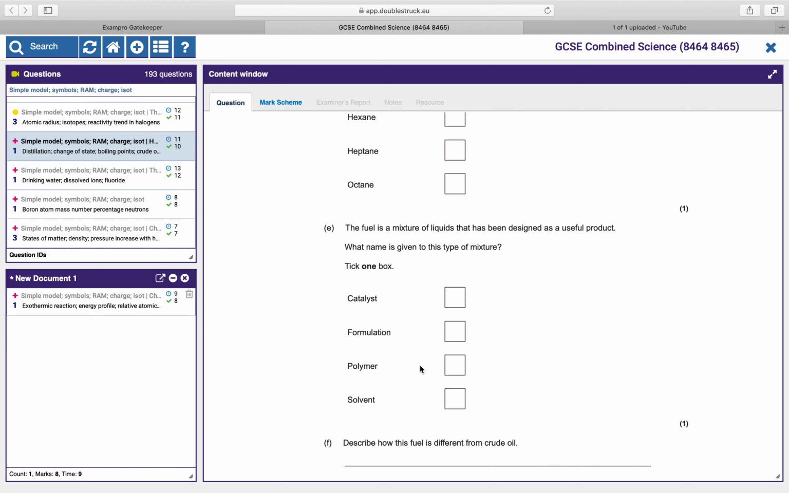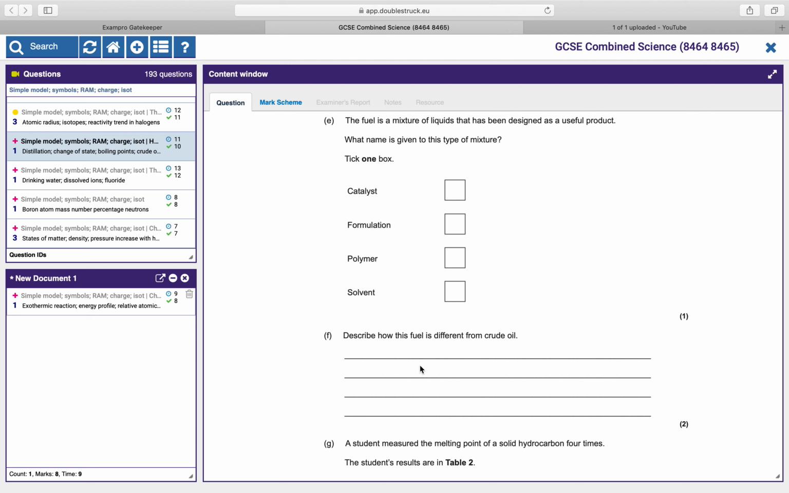The fuel is a mixture of liquids that has been designed as a useful product. What is the name given to this type of mixture? As soon as you see useful product and you know it's a mixture, think formulation. Yeah, that's what it is. Formulation. You've got your fuel, but you'll have loads of other stuff in there that just helps it to do its job. Okay.